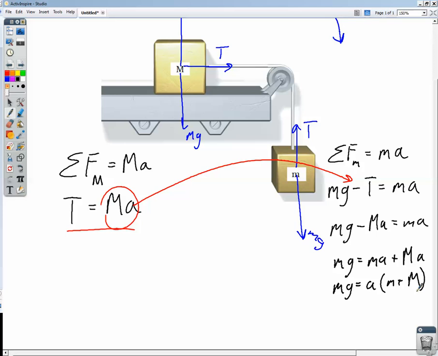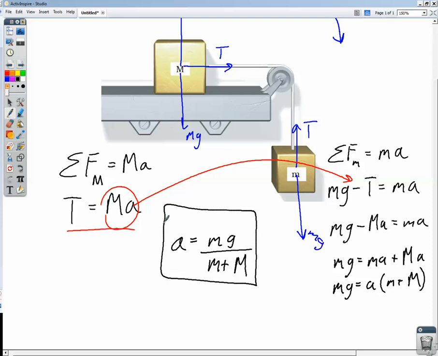And solving for a now, and let's go ahead and put this over here, we have the acceleration is equal to little mg divided by the total mass of the system. So here then is our expression for the acceleration of the system. It's equal to the force that's causing the acceleration, that's the little mg, the weight of the hanging box, divided by the total mass of the system. All right? So that's really important, that bottom term. We have to divide by the total mass of the system, big M plus little m.